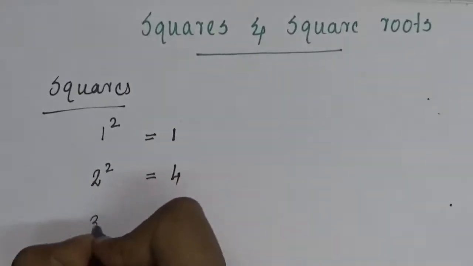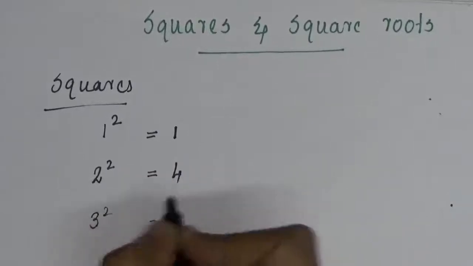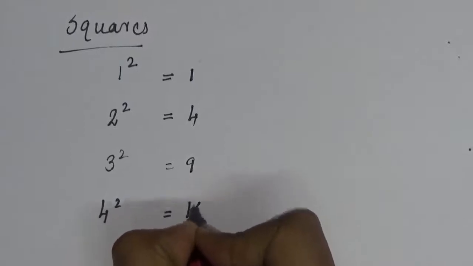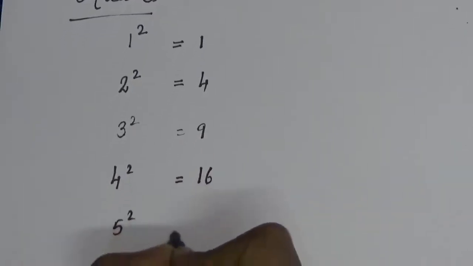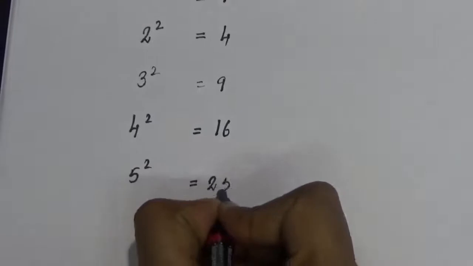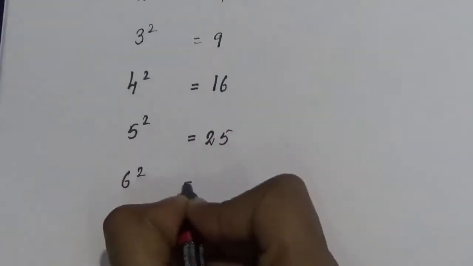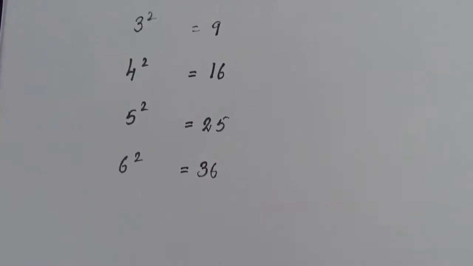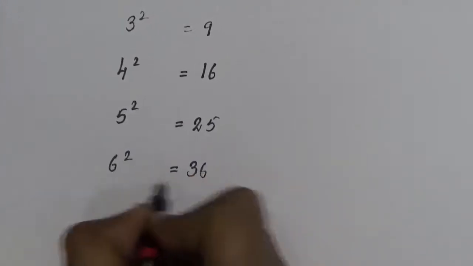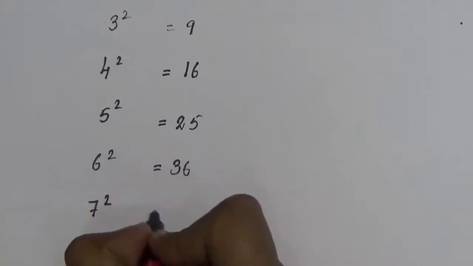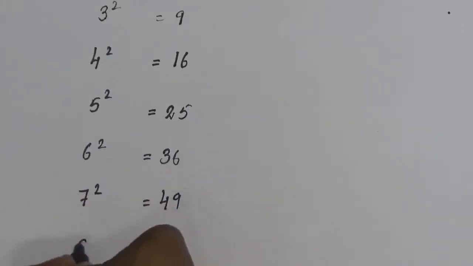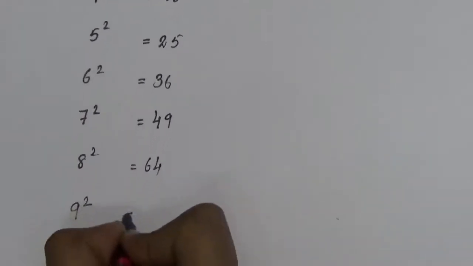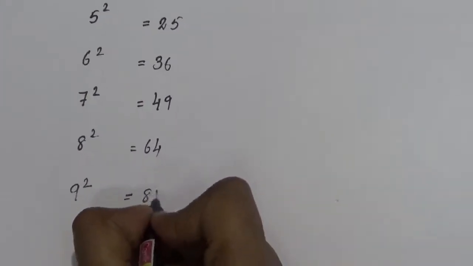3 square is 9. 4 square, 4 into 4, 16. 5 square, 5 into 5, 25. 6 square, 6 into 6, 36. You must study the squares of numbers up to 25. Now 6 square is 36. 7 square, 49. 8 square, 64. 9 square, 9 into 9, 81.